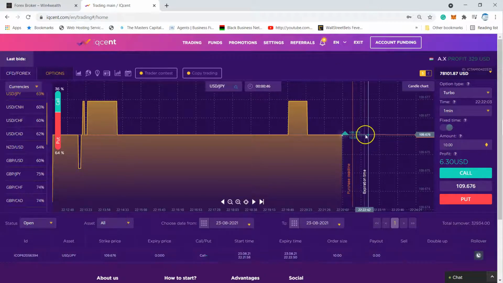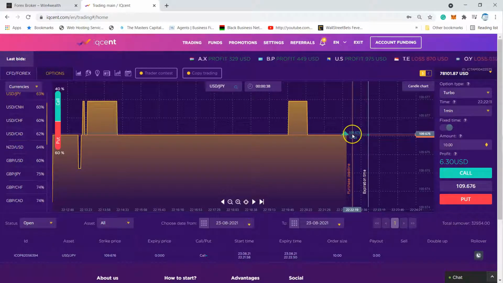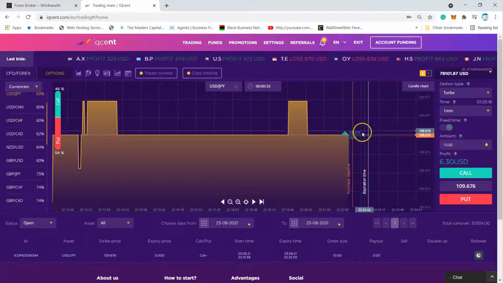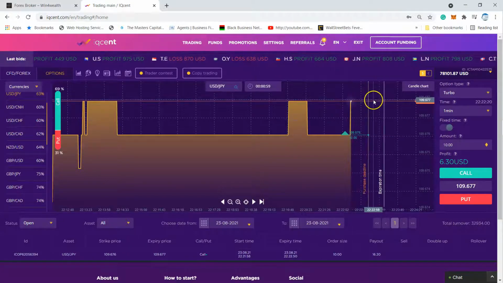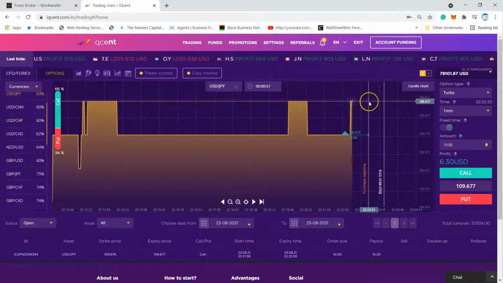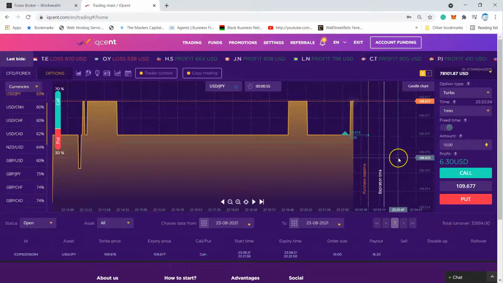And you see the line. Our trade ends right here. This is about a 50-second trade. It's going to end right here at this green dot. So as long as we're over the line or on the line, we're going to win. If it's on the line, we're going to win back our $10. If it's over the line, we're going to win $16.30. So right now we're in a winning position. If it stays up here and gets to this line right here, we're going to win this trade.